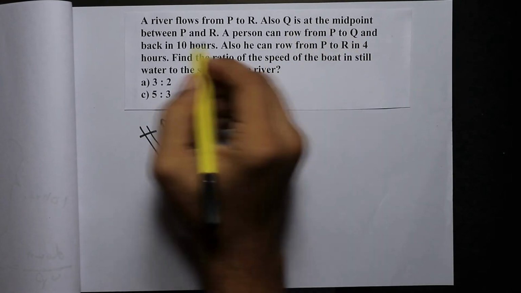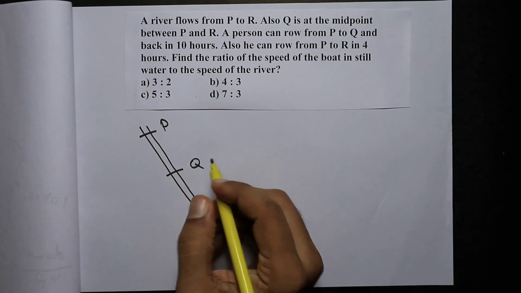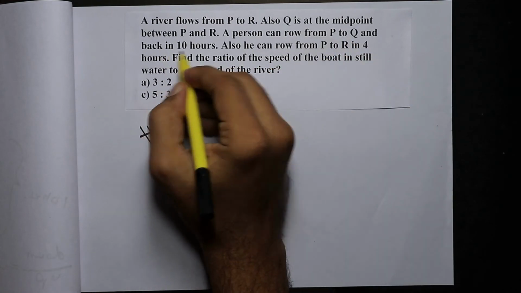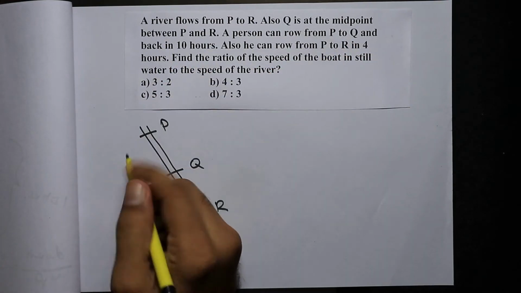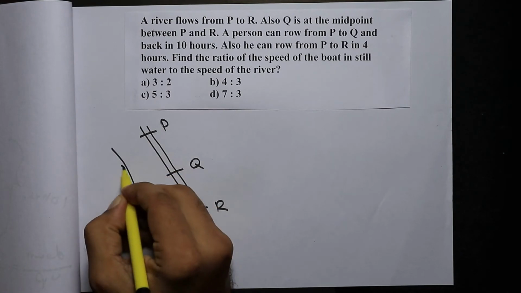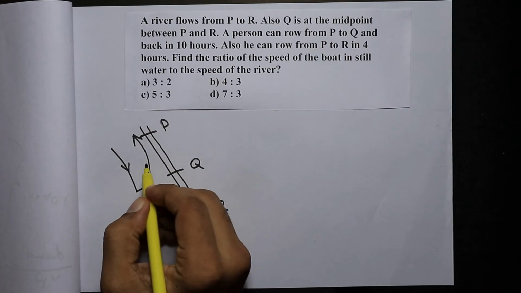Q is at the midpoint between P and R. So Q has to be here. A person can row from P to Q and back in 10 hours. So a person can go from P to Q downstream and back. Altogether it requires 10 hours.